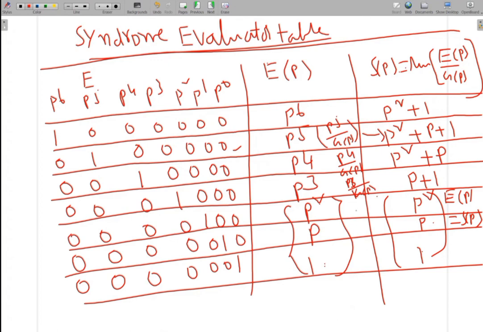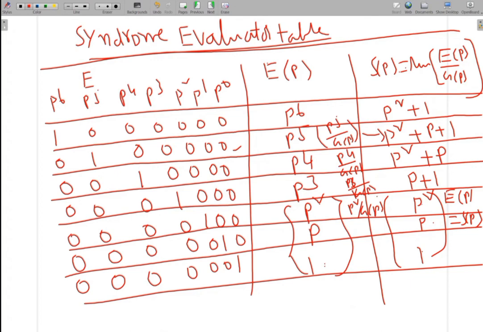Here P square by G of P. P square means here order is 2, and G of P, P cube plus P plus 1, has order 3. That is the reason E of P is nothing but S of P. In these three cases, S of P is E of P.